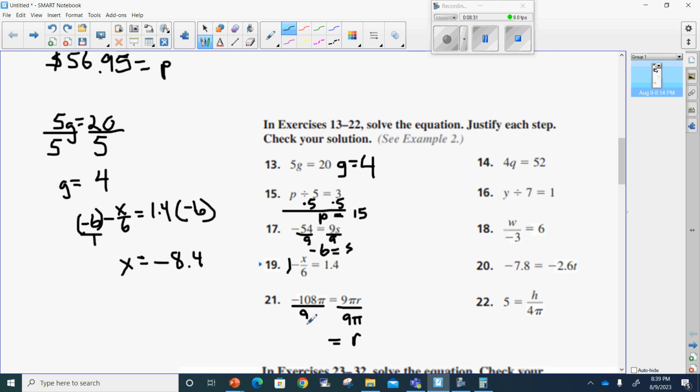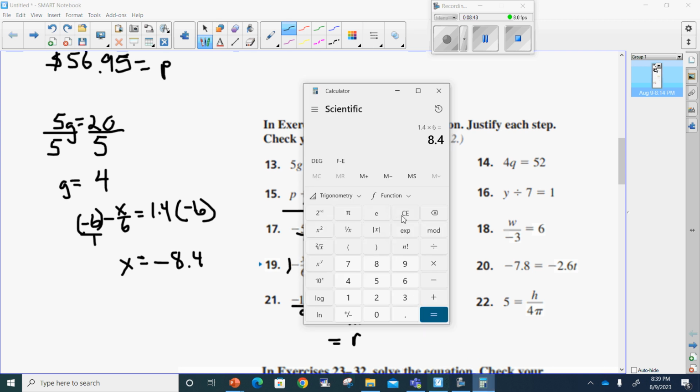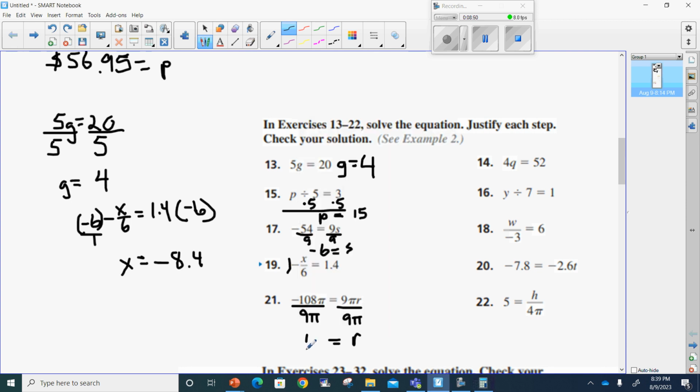So I'm going to divide negative 108 pi by 9 pi. Well, pi divided by pi gives us 1. So now we just have to take 108 and divide it by 9. All right, if I take 108 and divide it by 9, that gives me 12. So negative 108 divided by positive 9 will give us negative 12.